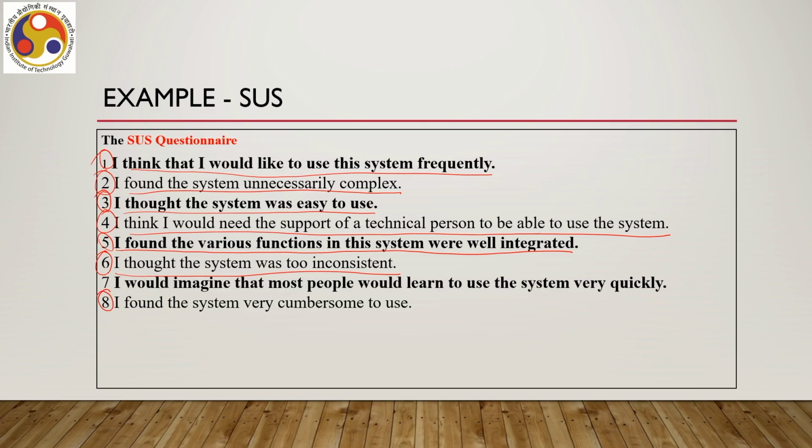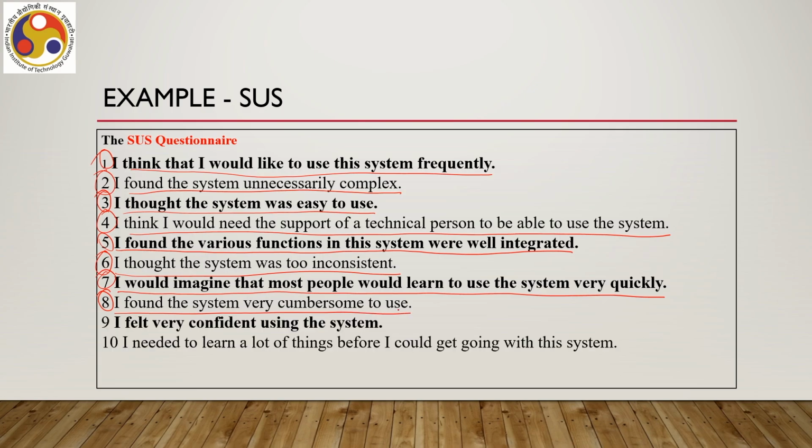Similarly, 8 is the negative version of 7. 7 states that I would imagine that most people would learn to use the system very quickly, whereas 8 says that I found the system very cumbersome to use. Finally, 10 is the negative version of 9. 9 says I felt very confident using the system, whereas 10 says I needed to learn a lot of things before I could get going with this system.